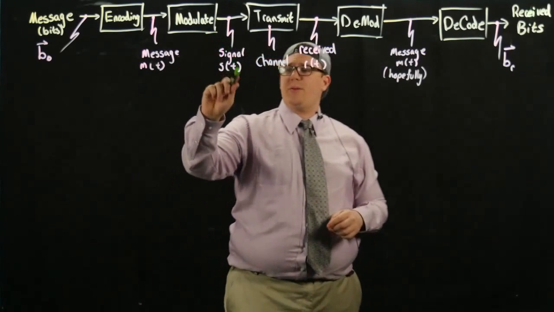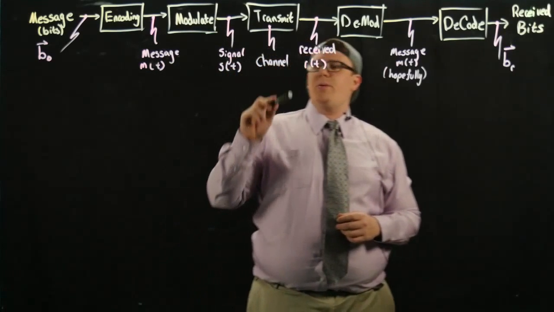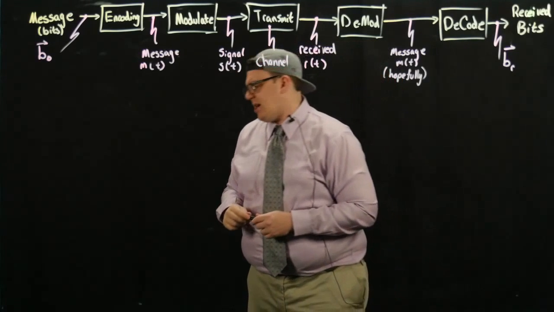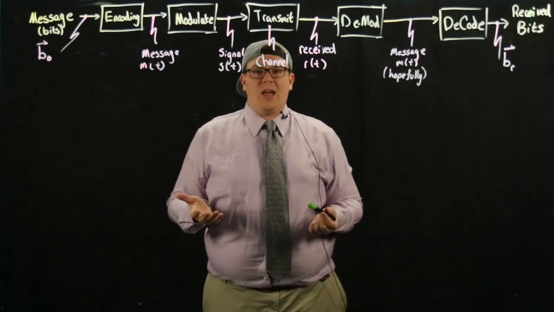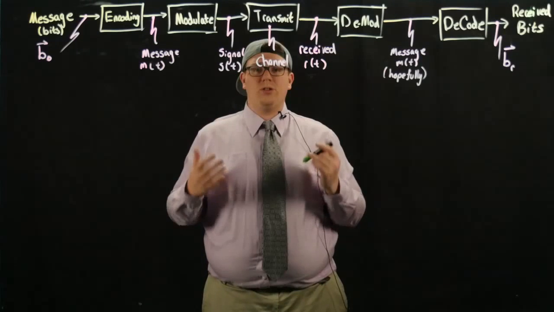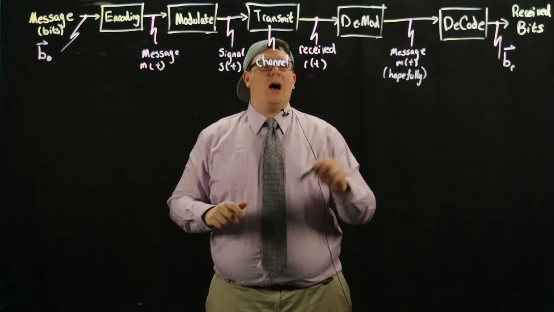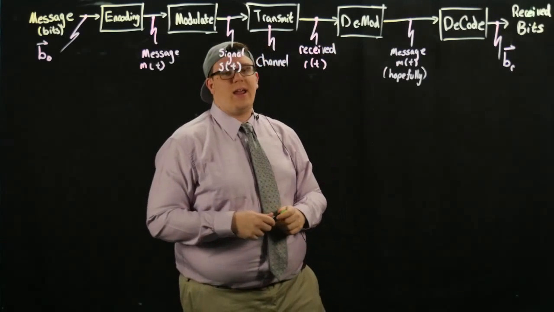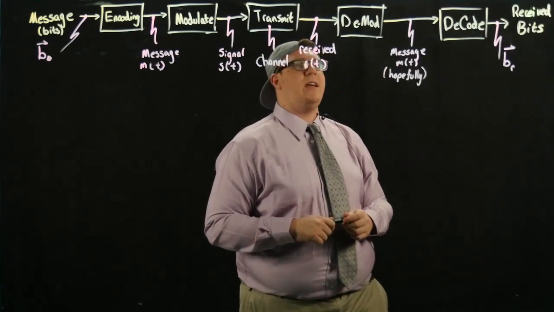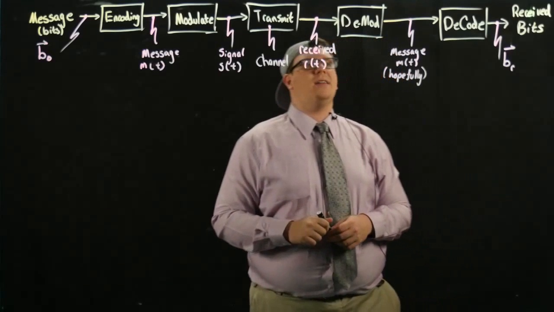Once we modulate, we get a signal S of t, which we would then want to send through a channel, which is a lot of RF stuff, which I won't be talking about. We'll just be simulating what happens to the signal going through the channel. On the receiver's end, you get a received signal, which I'm calling R of t. That's an R, if that isn't obvious.